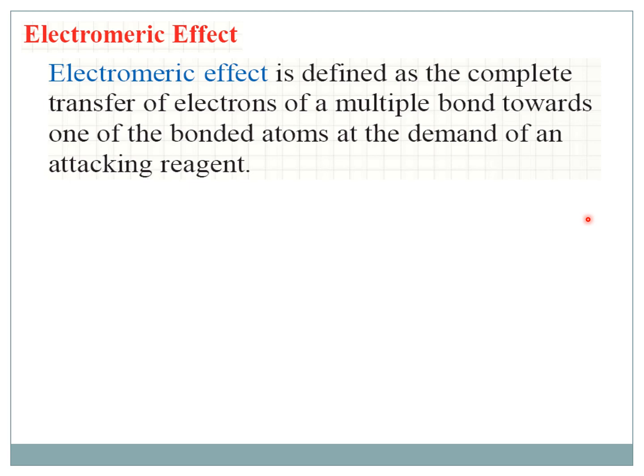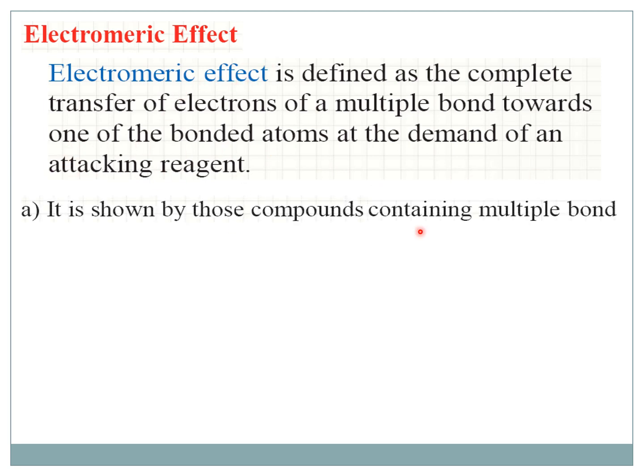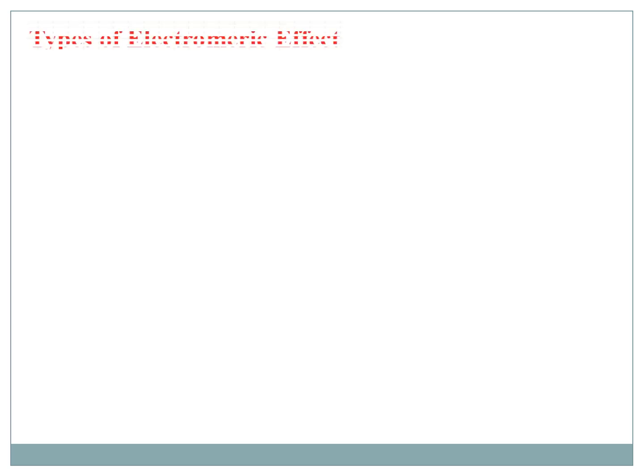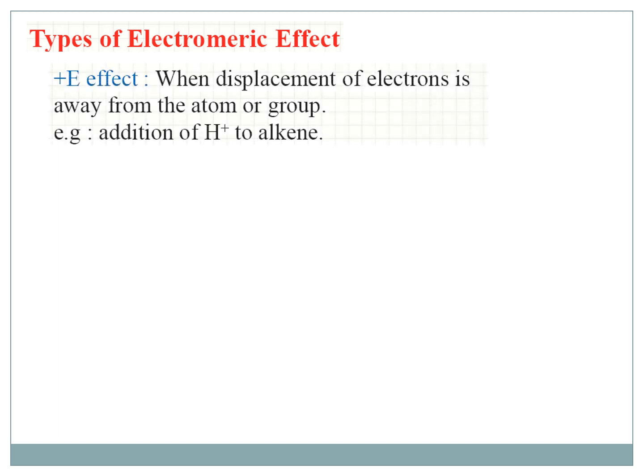And there is a demand for an attacking reagent. So when we remove the attacking reagent, the electromeric effect disappears. So it is a temporary effect. I've already said that it's shown by compounds containing a multiple bond and is highly temporary. So, like the inductive effect, the electromeric effect is of two types.